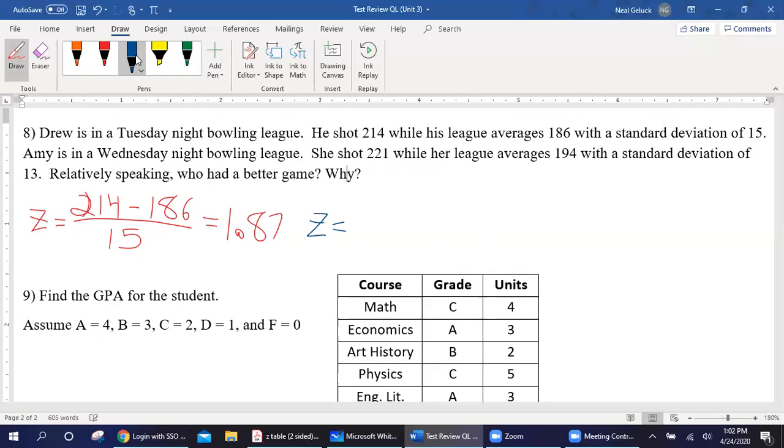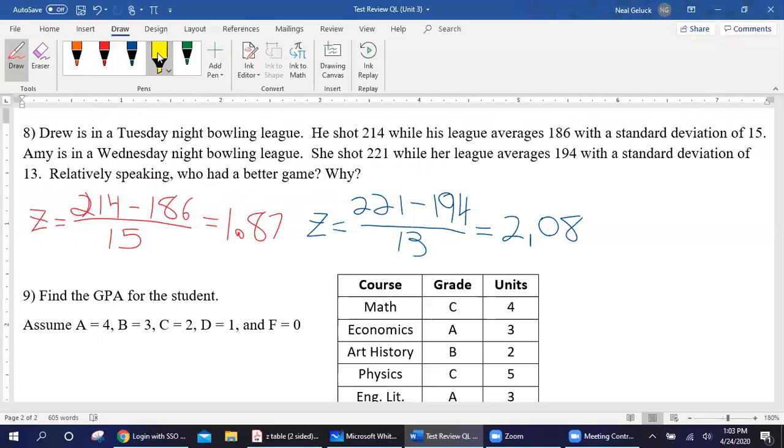Amy shot 221. Subtract off the mean for her league. The standard deviation for her league was 13. Amy's z-score is 2.08. So relatively, Amy did better because she is more standard deviations above average. So she shot better on the raw score, 221's bigger, and by comparison to her league, she did better as well.